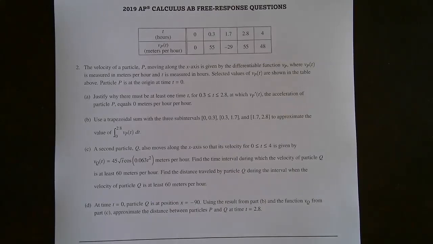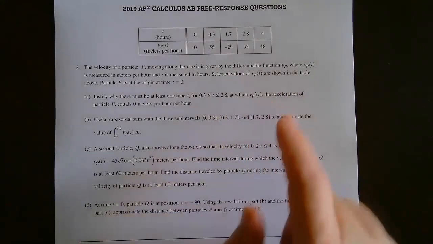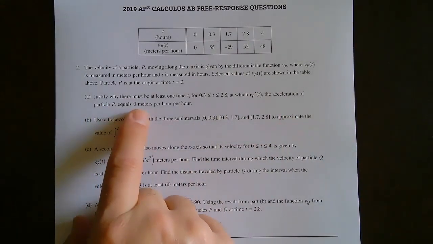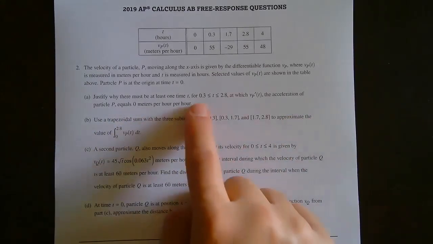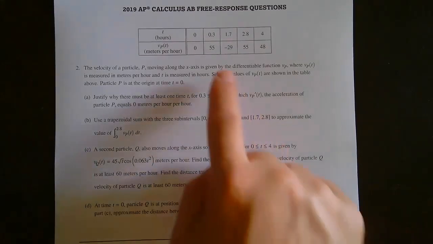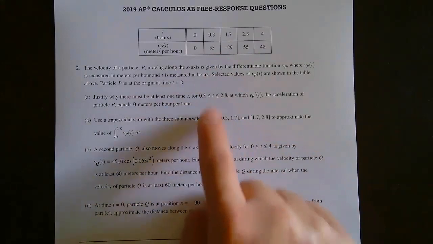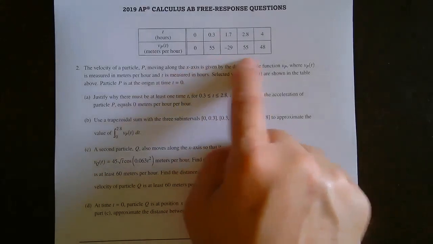So the first question is, justify why there must be at least one time t for 0.3 less than or equal to t less than or equal to 2.8 at which v sub p prime of t, the acceleration of the particle p, equals 0. Meters per hour per hour. So on this interval, there has to be a derivative of the velocity that's equal to 0. And that's going to make sense, because v of 0.3 is 55 and v of 2.8 is 55, so when you subtract these, you're going to get 0, right?